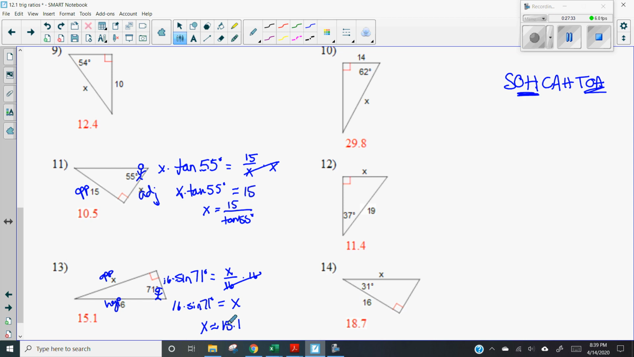Tomorrow, we're going to do what we call the inverse trig functions, and then the next day we'll practice just a bunch of these practice problems.